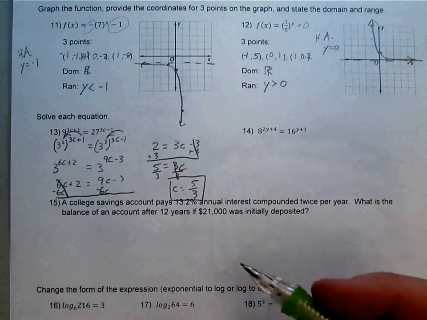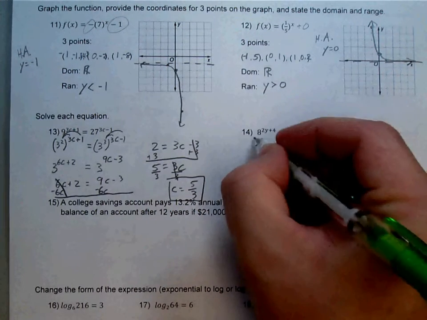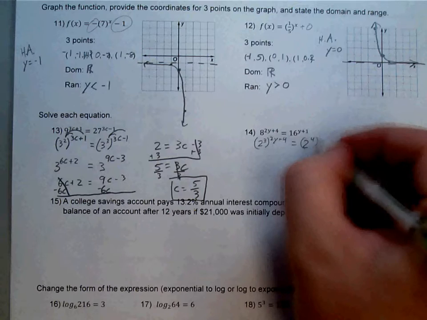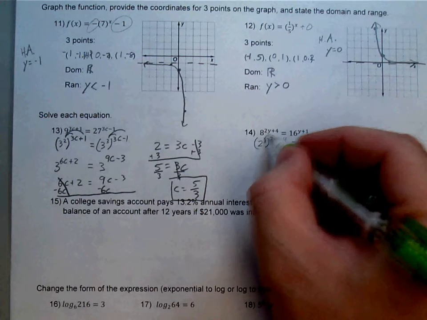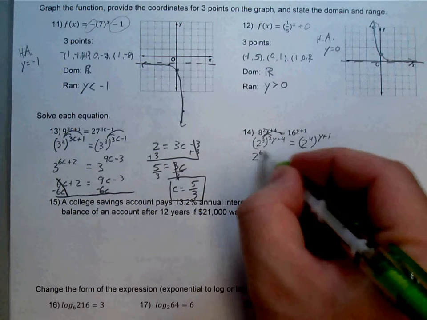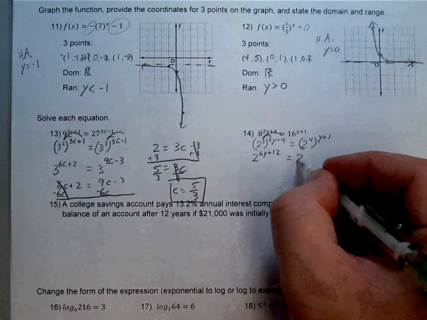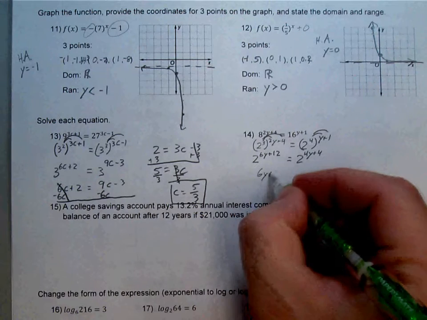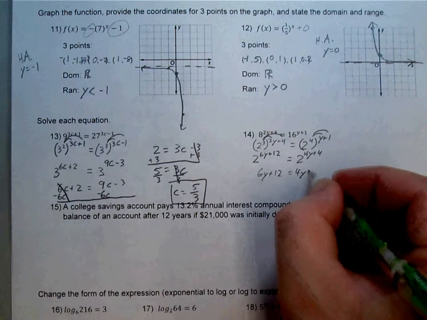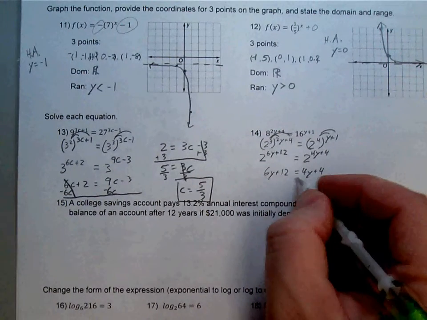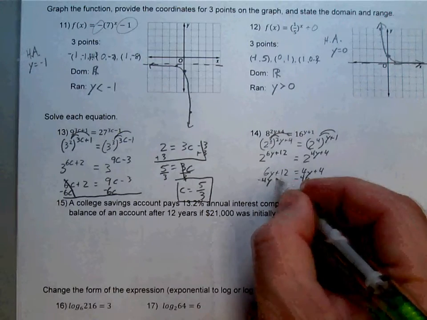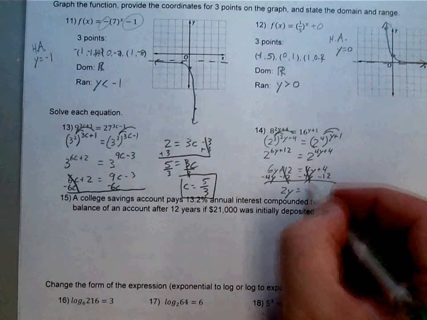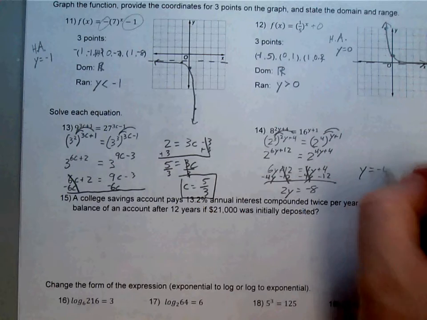Number 14, those are both powers of 2. 8 is 2 to the third. 16 is 2 to the 4th. Multiply those exponents, distribute. 6y plus 12. 4y plus 4. So 6y plus 12 is equal to 4y plus 4. As long as the base numbers are the same, I can say that. So I'm going to subtract 4y. So then I'll also subtract 12. So 2y is equal to negative 8. So y would have to be negative 4.